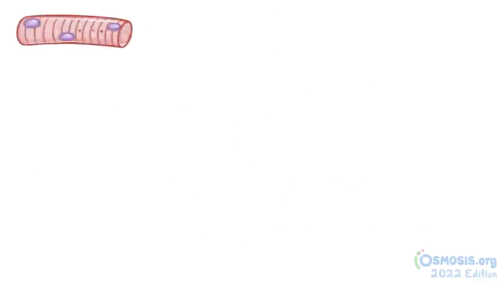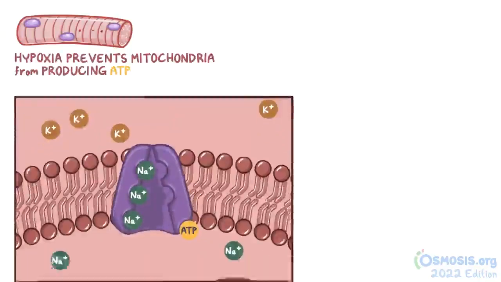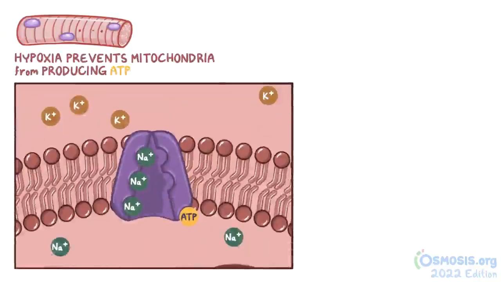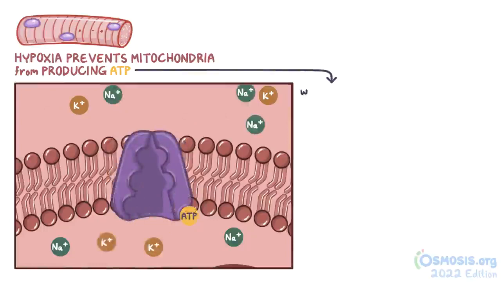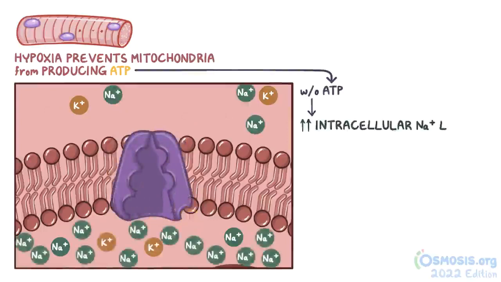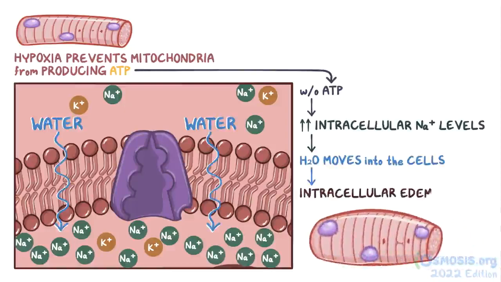Okay, let's look at the muscle cells. Hypoxia prevents their mitochondria from producing adenosine triphosphate, or ATP, which is the cell's main source of energy. Inside the cell membrane is a sodium-potassium pump that needs ATP in order to pump sodium out of the cell and potassium inside. So without ATP, there's an increase in intracellular sodium levels, which cause water to move into the cells, causing intracellular edema.